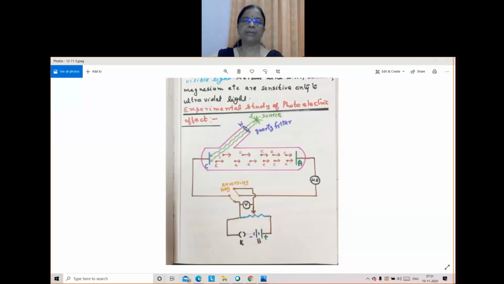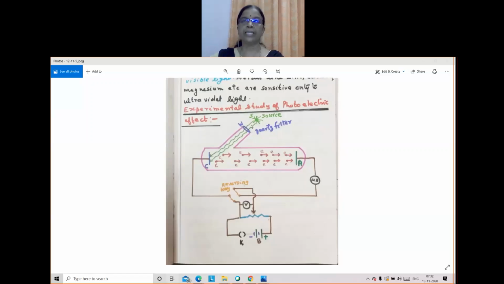But you know the minimum energy required for this metal to eject an electron is the work function. So to eject an electron, a minimum energy is needed. So from the energy falling on it, some part of the energy is utilized for ejecting the electron. And what will happen to the remaining energy of the photon? That is changed into kinetic energy of the electron.